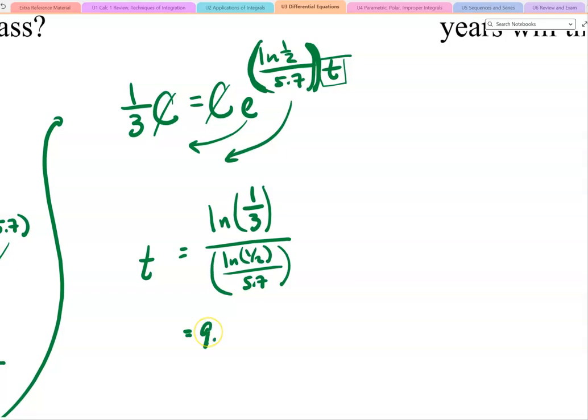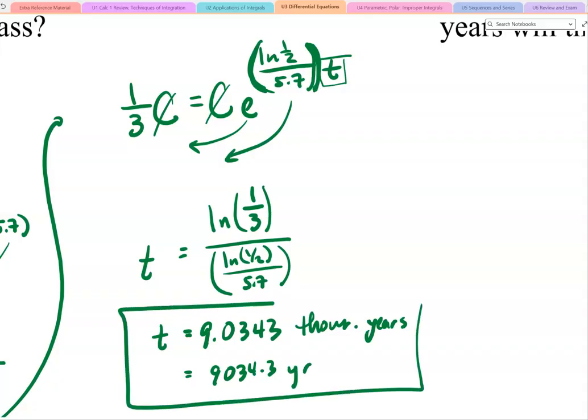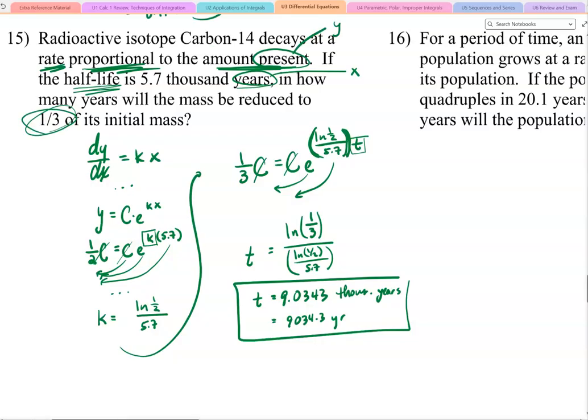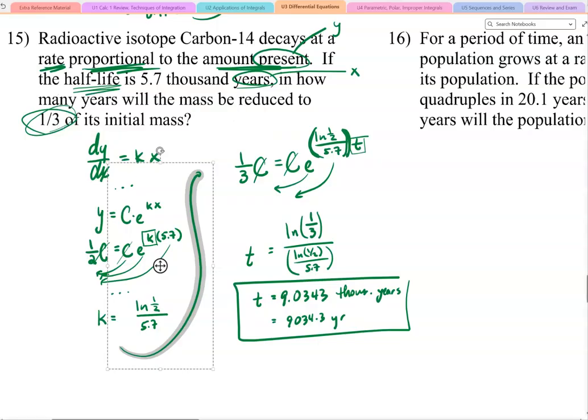And the calculator is showing me 9.0343. And since we're solving for t, and we use t representing time in thousands of years, if you wanted to report this as 9,034.3 years, that's okay too. And that makes a little bit of sense. It took 5.7 thousand years to reduce to half. If we want to reduce all the way down to 1/3, so we have to keep going beyond a half, then 9,000 years being necessary doesn't sound unrealistic.